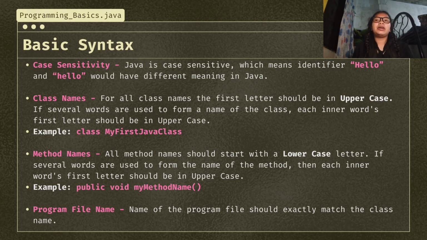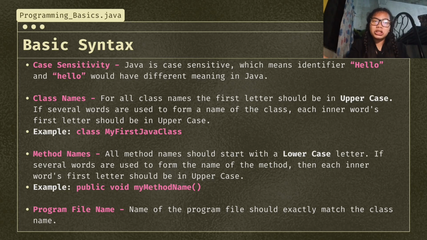And then for method names, the name should start in lowercase. And if there are several words to name the method, then you will use the camel case, which is the first letter of the first word will be lowercase, and the next words will have their first letters in uppercase. And naming the program file should be the same as the class name.